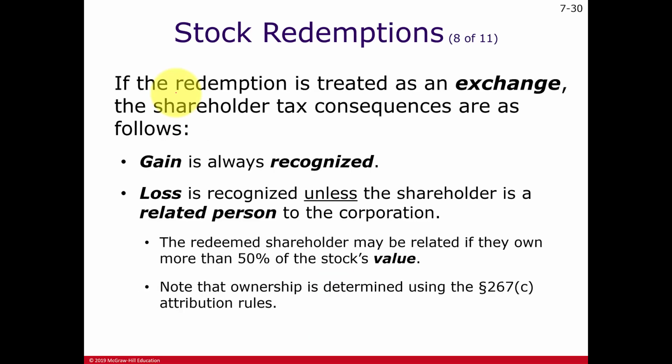So again, for a redemption that's treated as a sale or exchange, you're going to have to report a gain equal to whatever money you get, minus the basis of the shares that were sold, or possibly a loss if you don't have any more ownership in the corporation. Here, the redeeming shareholder is not a related person anymore, then you can report the loss. Otherwise, you don't report the loss if you still have an interest in the corporation. And again, constructive ownership or attribution rules apply.